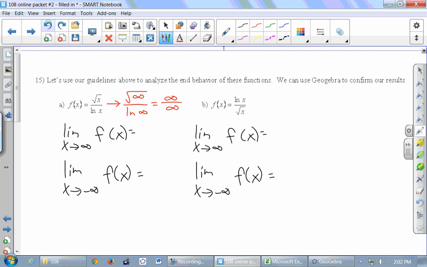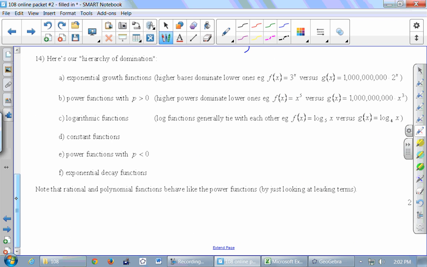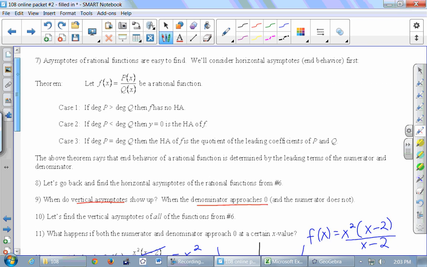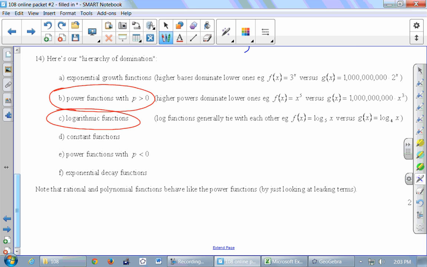Maybe. So that's what this hierarchy of domination is supposed to help us with, is what do you do when it's an infinity over infinity? And you're just trying to figure out who wins the race. So the functions that we're looking at right now, we've got square root of x, which is a power function, and then we have ln of x. So those are the two things that we want to find in our list on the previous page. Okay, so power functions right here, and log functions right here. If you have a power function and the p is bigger than 0, then it dominates a logarithmic function.